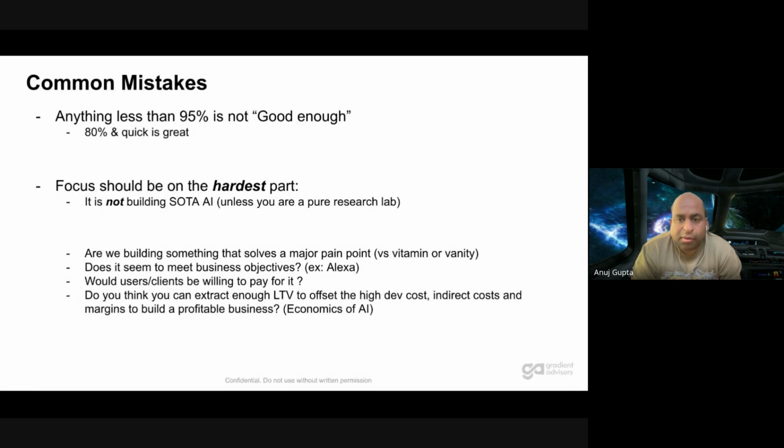Is it a vitamin or a vanity? Does it meet the business objectives we are defining? Would the users or the clients be willing to pay for it? If yes, what kind of ticket value might we be able to extract out of it? What kind of LTV can we extract out of this offering? Will it help us offset a large part of the high AI dev cost? These are far harder questions that one should focus upon.